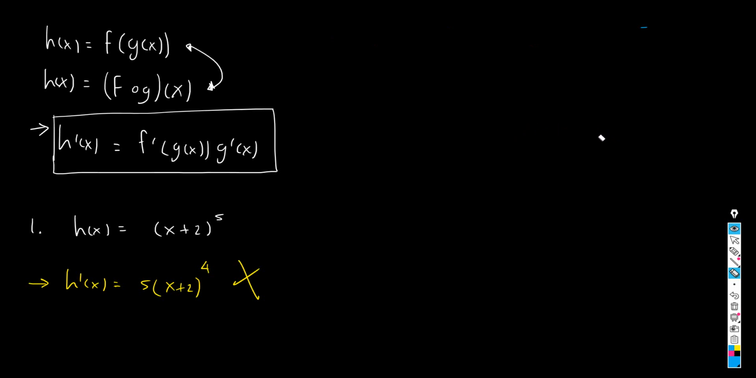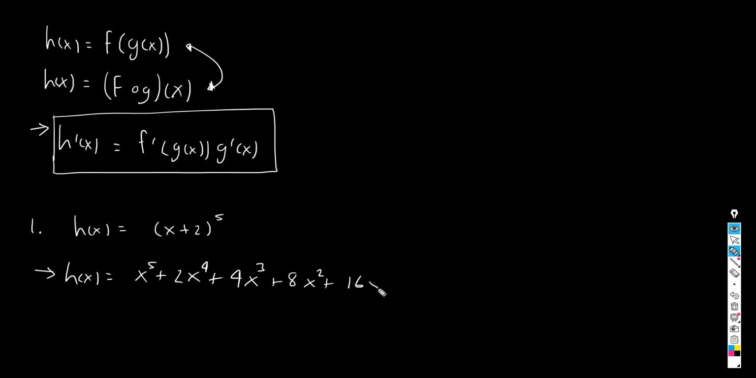One thing you could do, and many people resort to this, is the following. These people are gonna expand this binomial. So h of x will be equal to x to the 5 plus 2x to the 4 plus 4x to the 3. You see what I mean? Plus 8 times x squared plus 16x plus 32. When I expand this binomial to the 5th power, I get all of this.